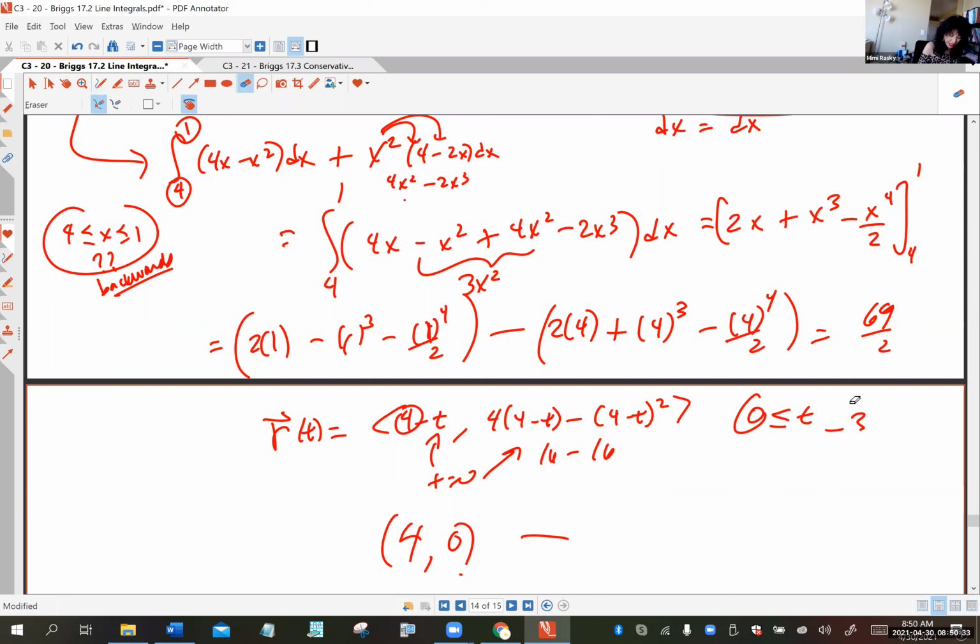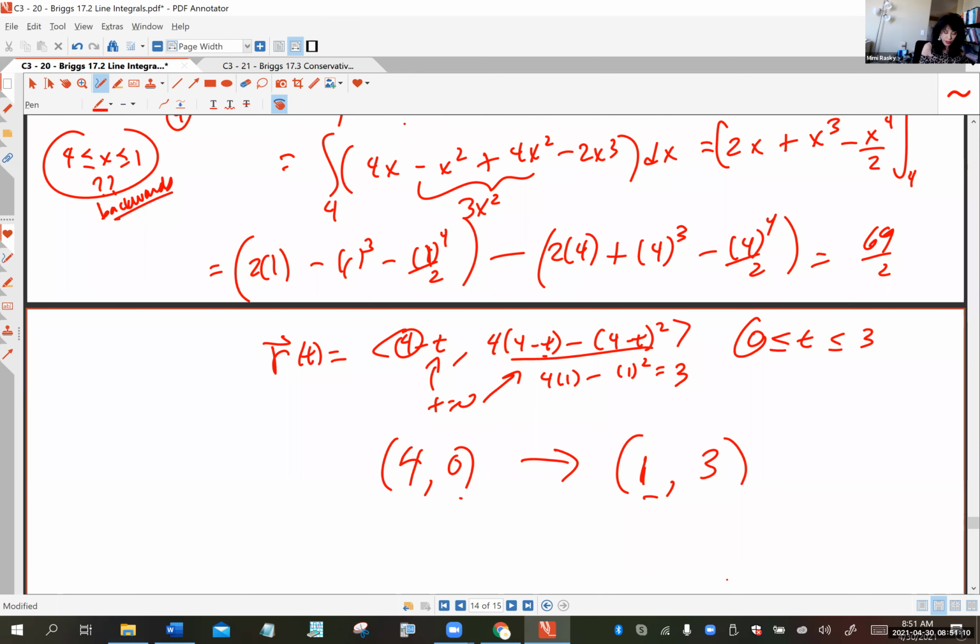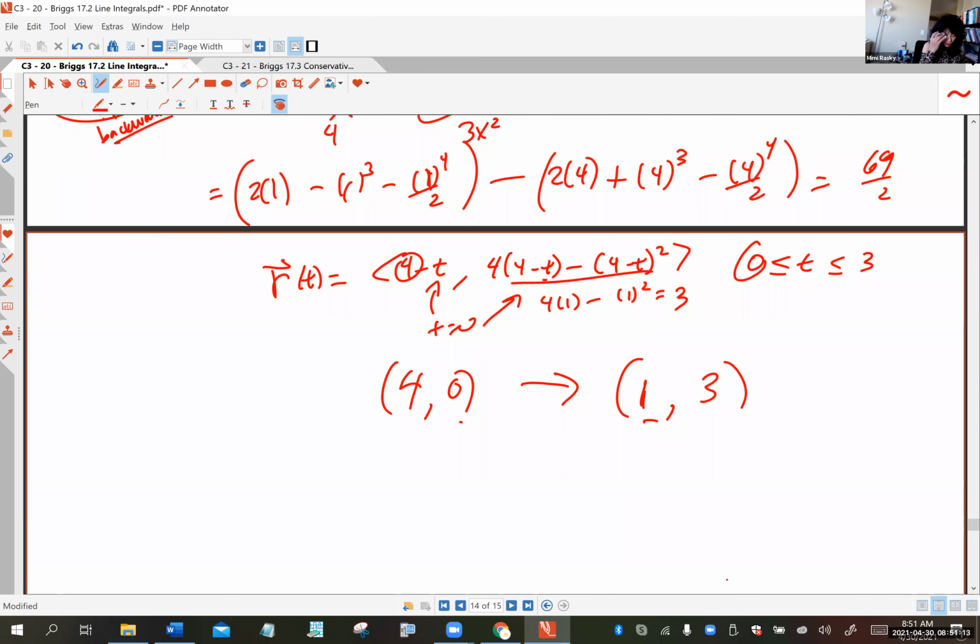And then if I plug in my ending point, keep in mind I want x to stop at 1. If I let t end at 3 seconds, then I will get a 1 here for the x coordinate. And then if you plug in a 3 for the y, what do I get here? 4 times 1 minus, when you plug in a 3 here, 1 squared, so that will give me a 3. So that looks like it will work.